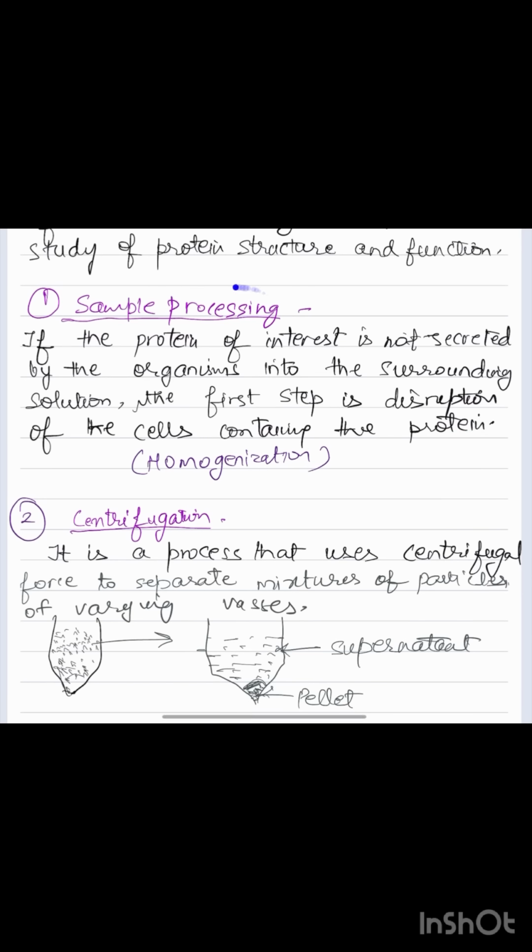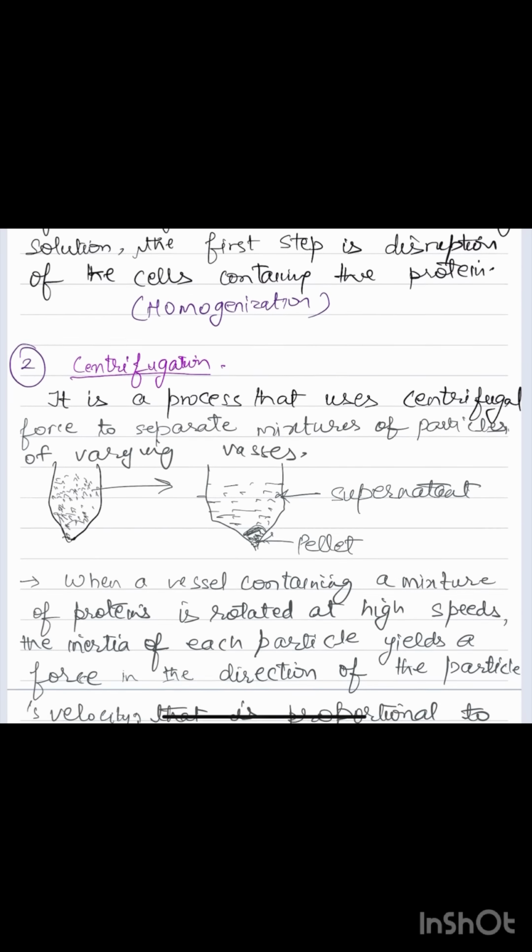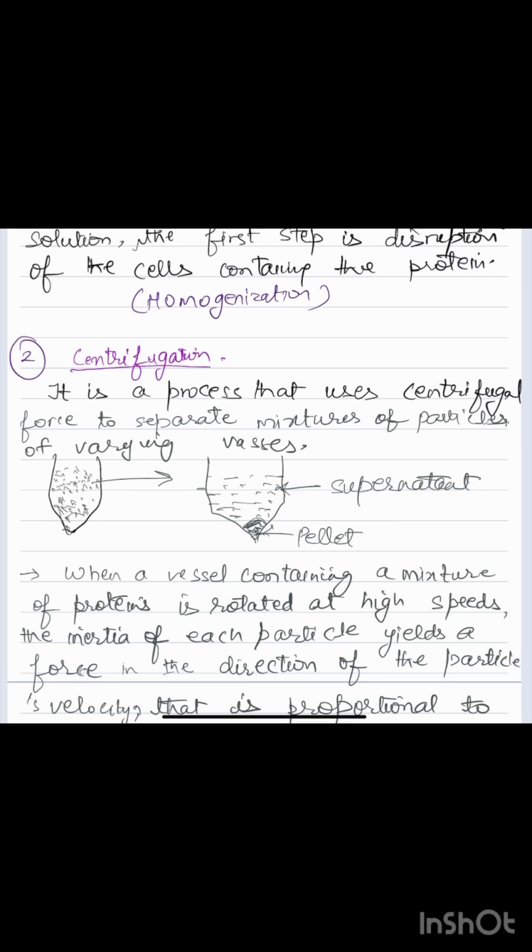The first step is sample processing. So, if the protein of interest is not secreted by the organisms into the surrounding solution, the first step is disruption of the cells containing the protein. So, we'll just break open the cell so that we can get the total amount of protein. The process is called homogenization.